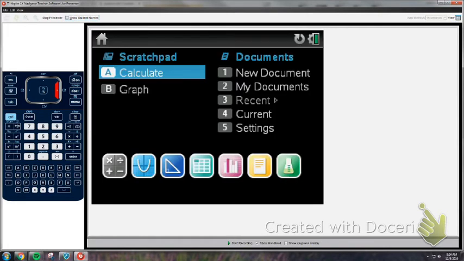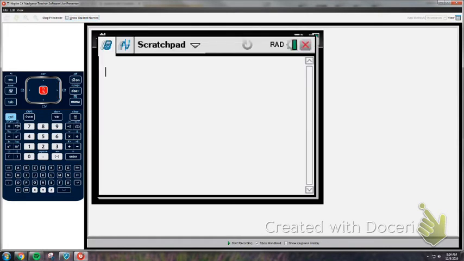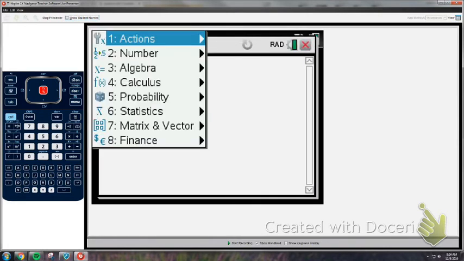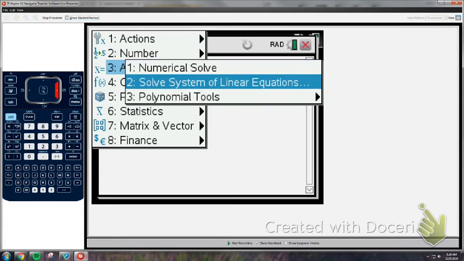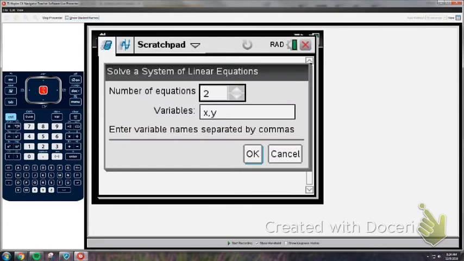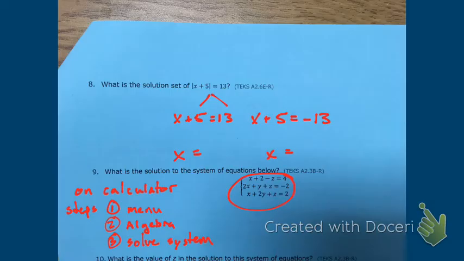I'll start over fresh. Open up a new calculator, and then we're going to press menu, and then you go down to algebra. We're going to go to solve systems of linear equations. And so this is where we see how many variables we have. So if you look at your problem, we've got 3 of them. We have x, y, and z.